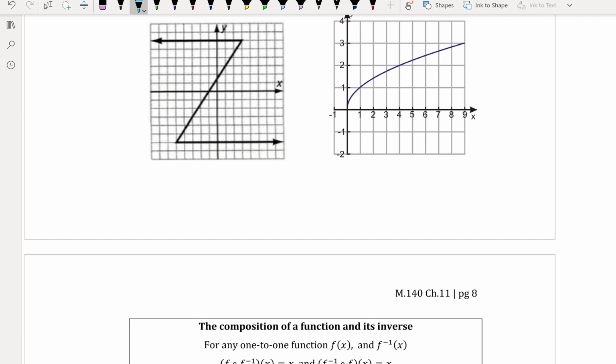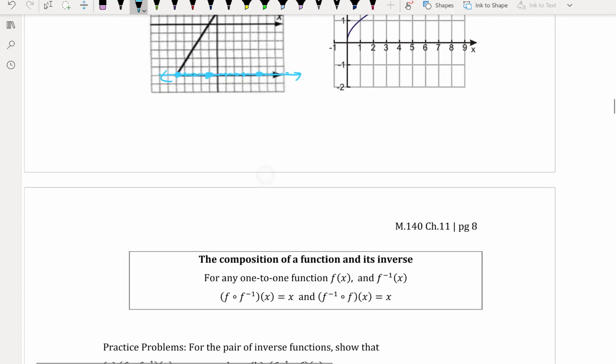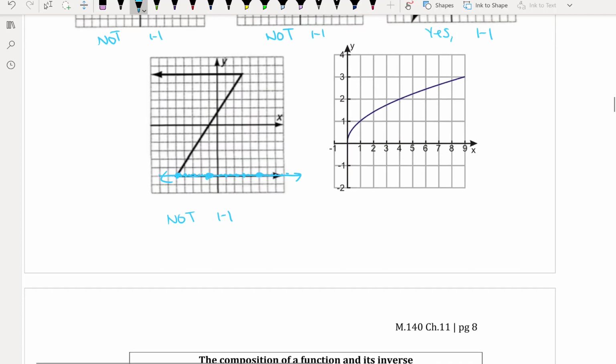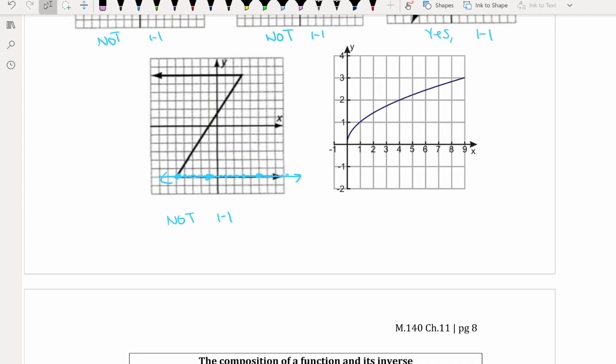And this last one, or sorry, second to last one, well, if I draw a horizontal line through this, it can be misleading. It crosses it here, and here, and here, and here, right? And there's an infinite amount on a line. So it crosses it in all those places. So it fails it miserably. This is a very bad example. So this is definitely not one-to-one. Definitely cannot be, because it crosses it so many different times on that horizontal line.